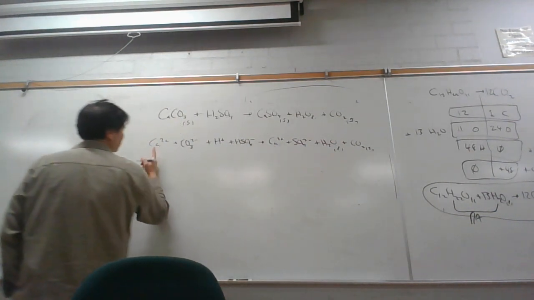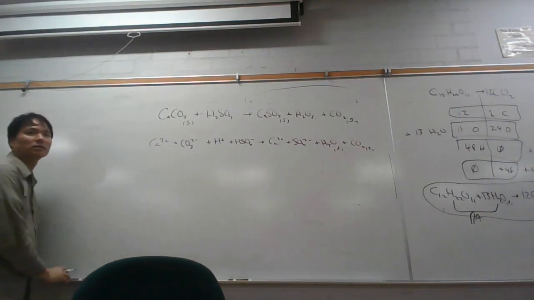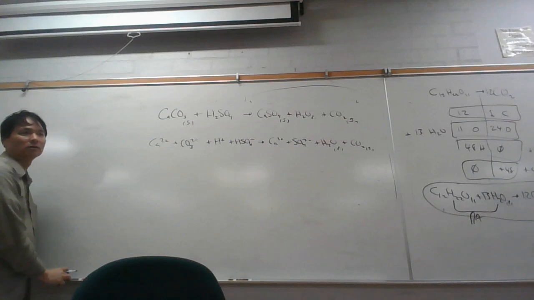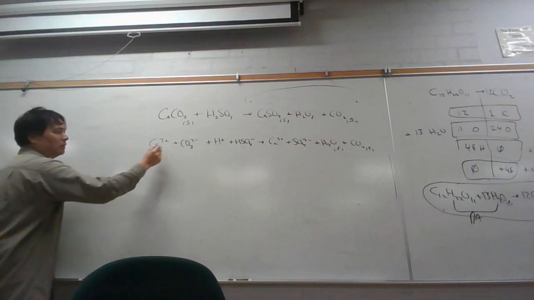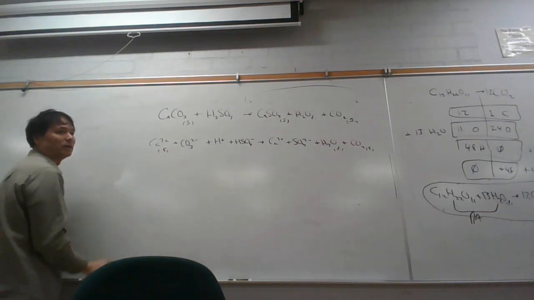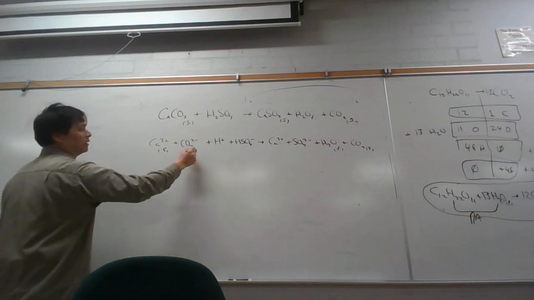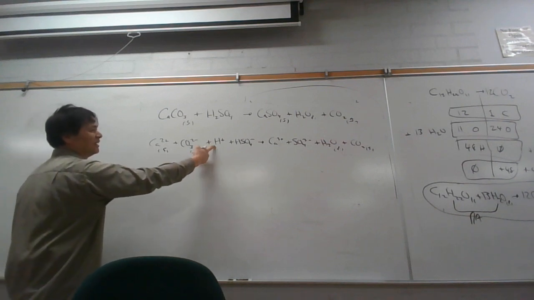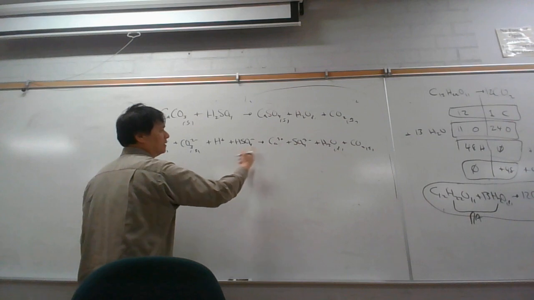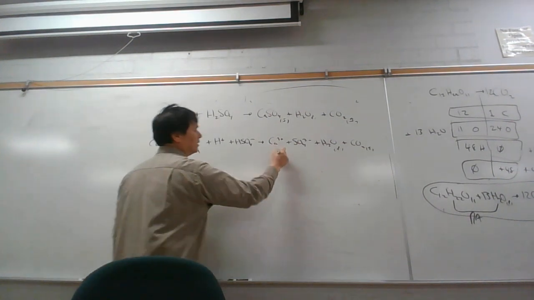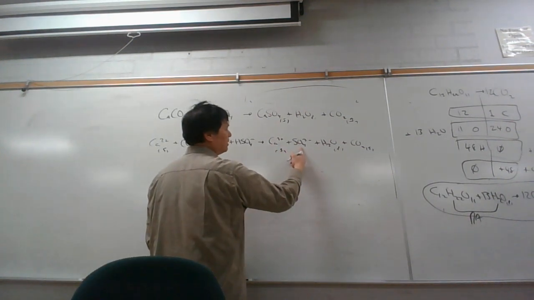All right, what did you get for the states? Ca2+ is solid. CO3 2- is solid. H+ is aqueous. HSO4- is aqueous. Ca2+ is solid. SO4 2- would be solid.